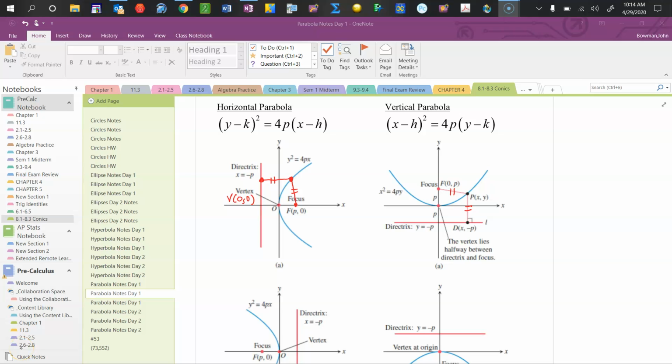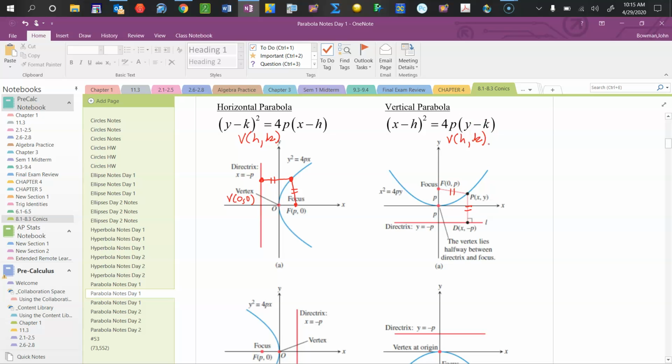So while there's a lot of information on this page right here about both the horizontal and vertical parabolas, I don't want to get too bogged down in this. The standard form basically tells us the coordinates of the vertex are (h, k) when written in that form, and that applies to both the horizontal and the vertical parabola.